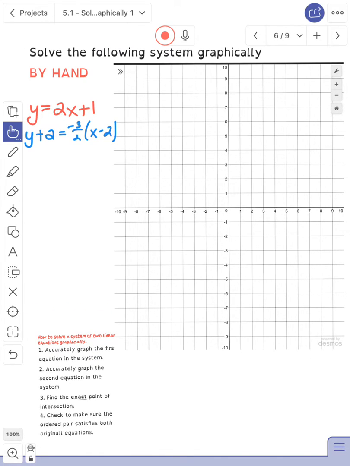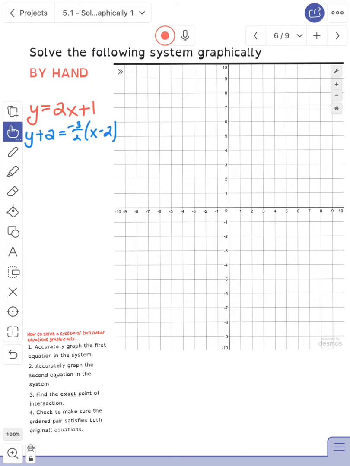So we first need to graph both of the equations that we're given. So the one in red is given to us in slope-intercept form. So we'll start at the y-intercept of 1. And then our slope is up 2 over 1.